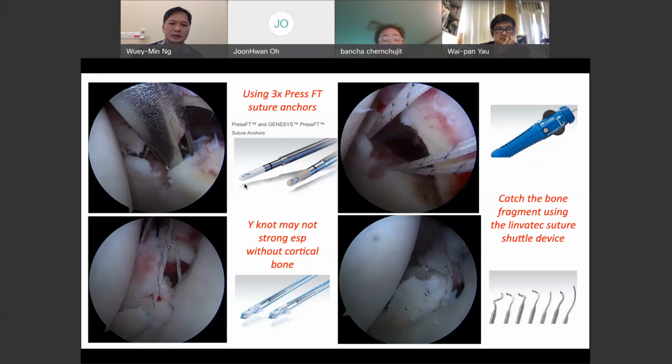So it's better to use a hard anchor. I use this PressFT anchor. I use three: one in the bottom, one in the top, and one cerclage around the bone. You can't pierce the bone because you need a very strong device. I use the Spectrum tool to just cerclage around the bone, then tie it down.